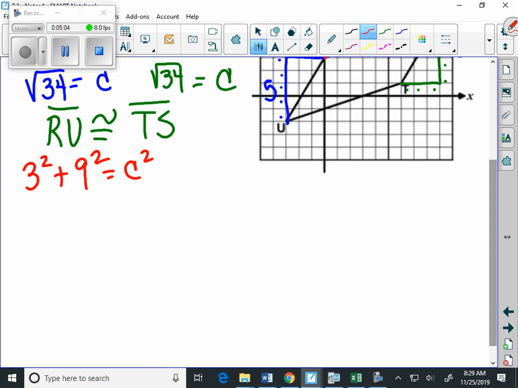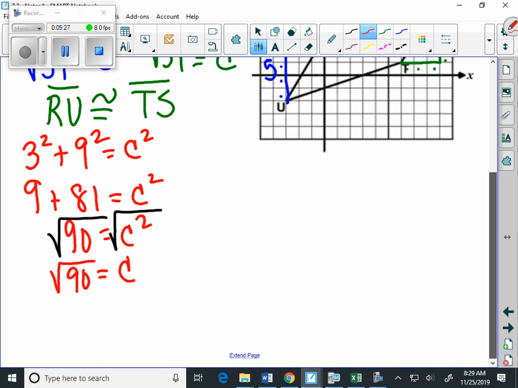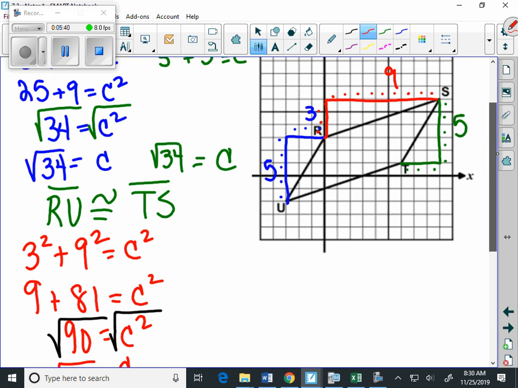Feel free to use Desmos. Feel free to use your calculator, whatever works for you. Well, we get 9 plus 81 equals c squared. 9 plus 81 is 90 equals c squared. And then we're going to take the square root of both sides. And we get c equals the square root of 90. Again, if you want the exact value, you can type the square root of 90 into your calculator. But we've got a length now. That's the length of RS.